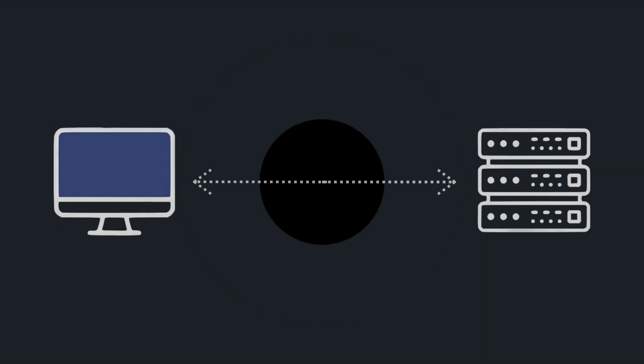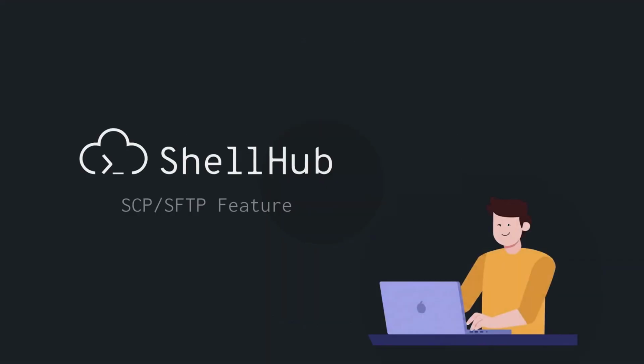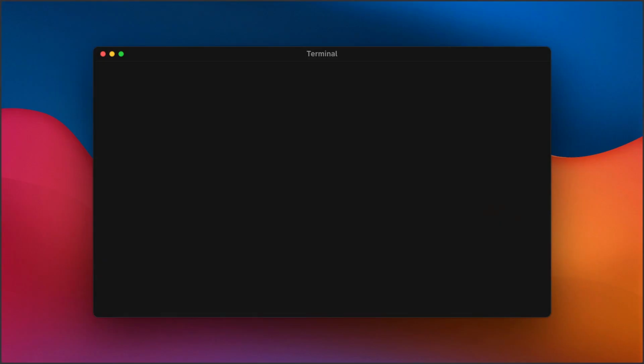Teams need a secure, auditable, and straightforward way to transfer files using standard protocols. Shellhub's enterprise solution enables secure SCP and SFTP access to devices, no matter where they are. The syntax is exactly what you'd expect from standard SSH tools, making it easy to integrate into your existing workflow.